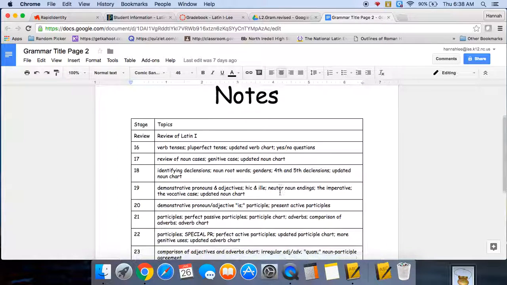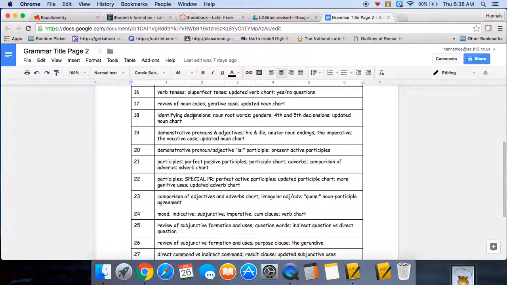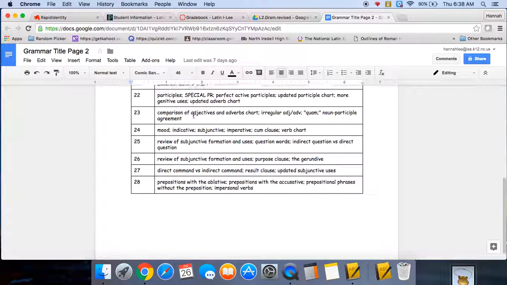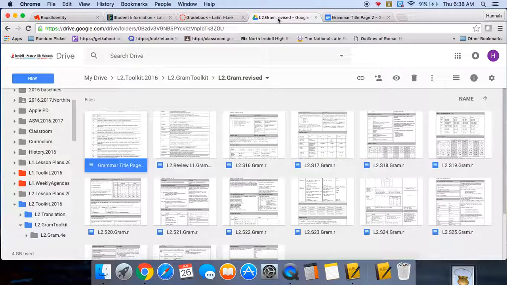You can see on the first page that we have a review section. At the bottom of your toolkit, for the grammar, there should be an R with a number beside it. That means review and then whatever page number that would be. After the review section, everything is listed by stages. Stage is the same thing as chapter if you're new to the online Latin course. We'll pick up with stage 16 after we finish the review of Latin 1, and then we're going to go all the way down to end the course with stage 28. Okay, let's take a look at the review information.